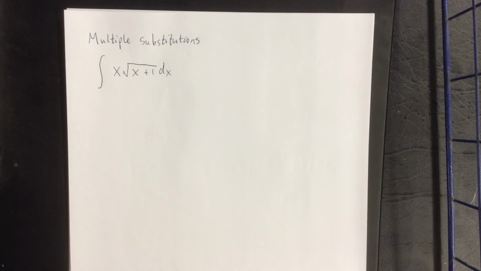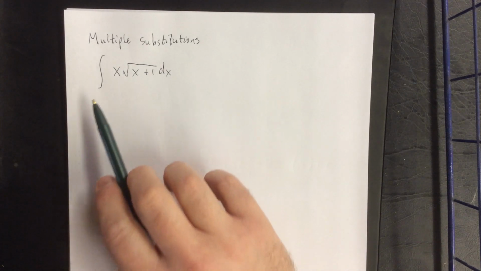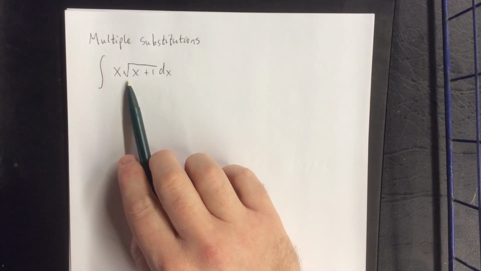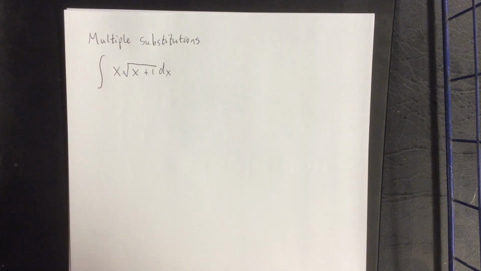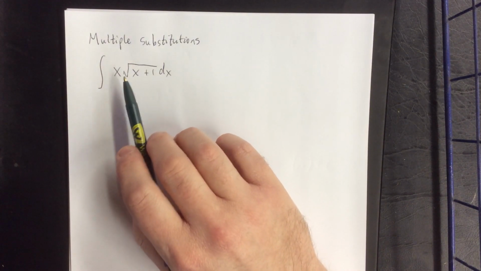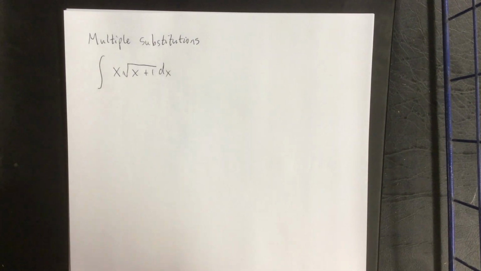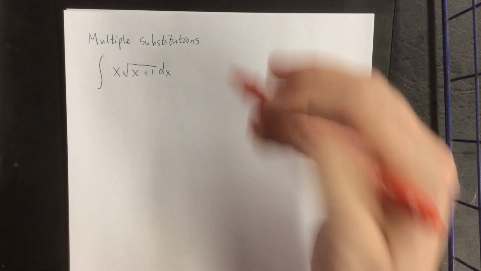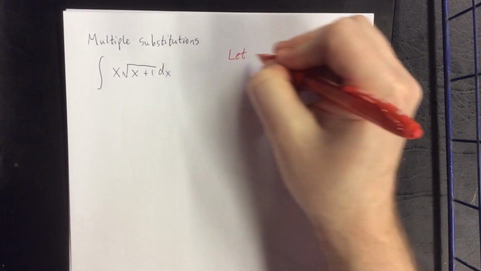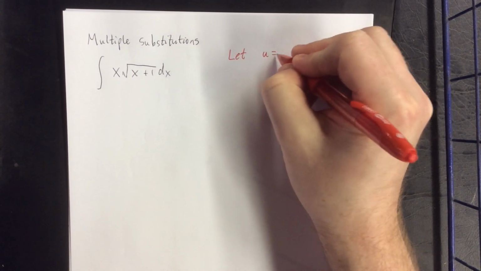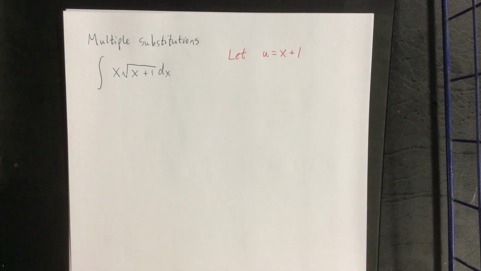On occasion, it will happen with these substitution rule problems that it'll be necessary to make multiple substitutions within one single problem. Allow me to demonstrate. We have the indefinite integral of x times the square root of x plus 1 times dx. Now, upon initial inspection, I see that the square root of x plus 1 would count as a composition of two functions. So my initial thought is we could say let u be equal to x plus 1.